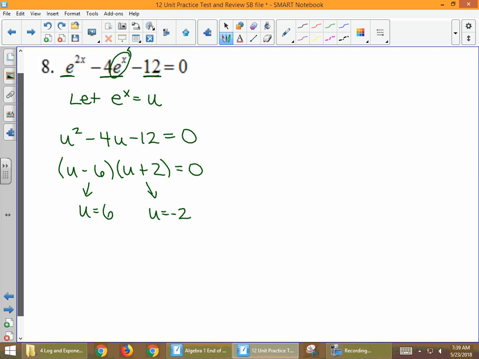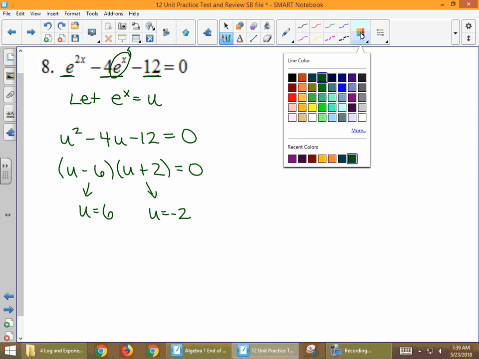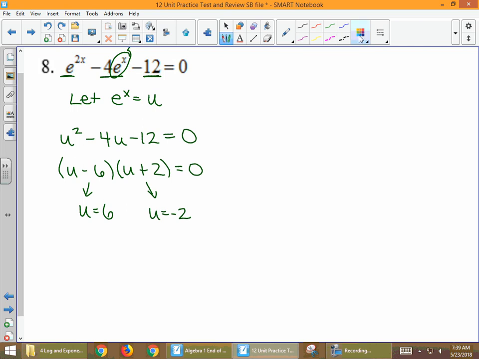So that's the computational part of this. Now we're going to take that and substitute back in what we know u is. U, we said from the beginning, is e to the x. So now we're going to plug that back in. If u is 6, that means e to the x equals 6. And if u is negative 2, that means e to the x equals negative 2. And in order to solve for x, I need to throw a log at it. So we're going to use either ln or log. Here, since we have an e again, we're going to use ln.